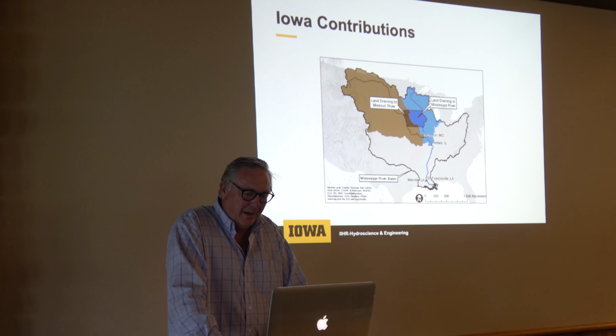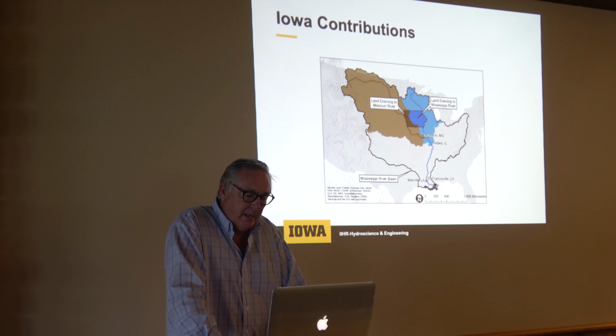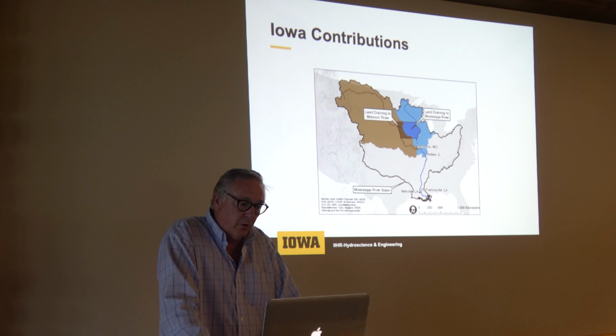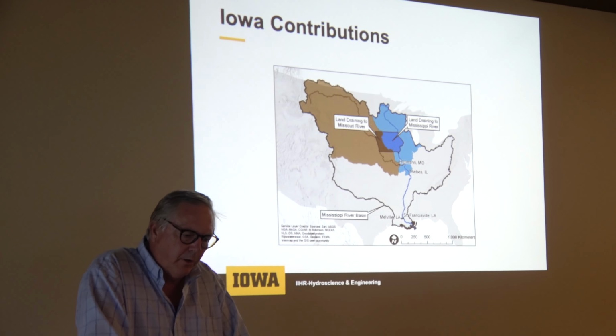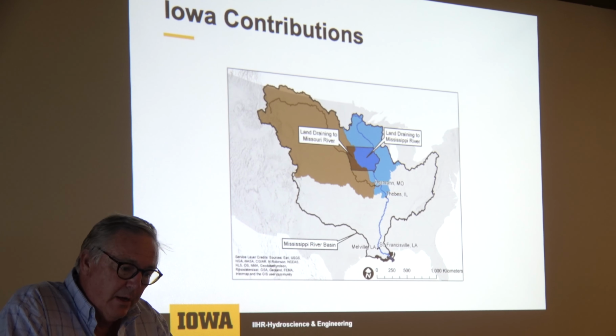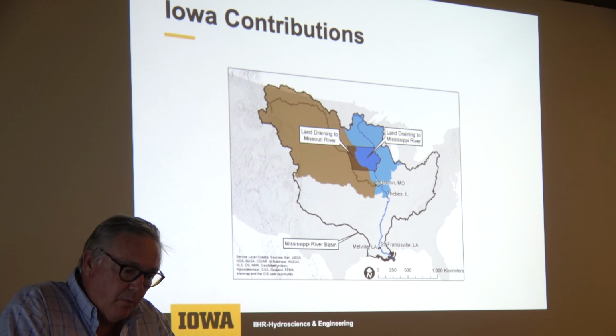And so, what is our contribution to that? Some of this is my own work that was published. Here you can see Iowa, about 31% of our land drains to the Missouri, about 69% to the upper Mississippi. And you can see our place there in the entire Mississippi River Basin.